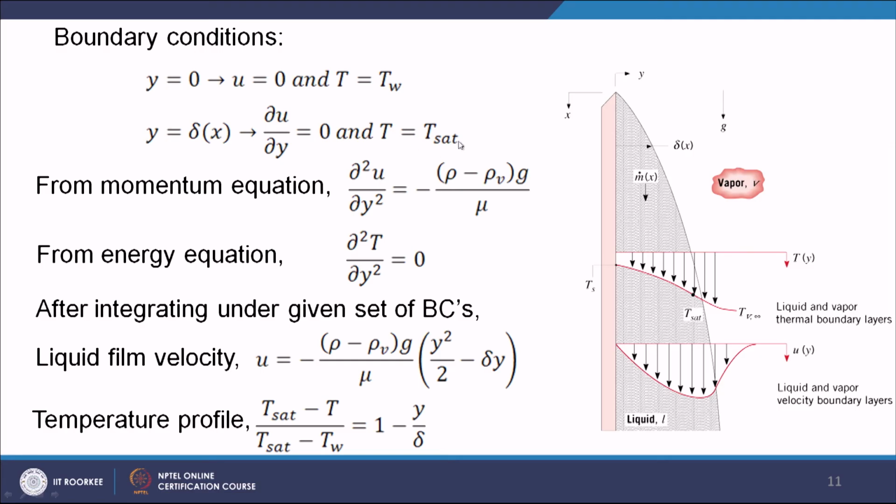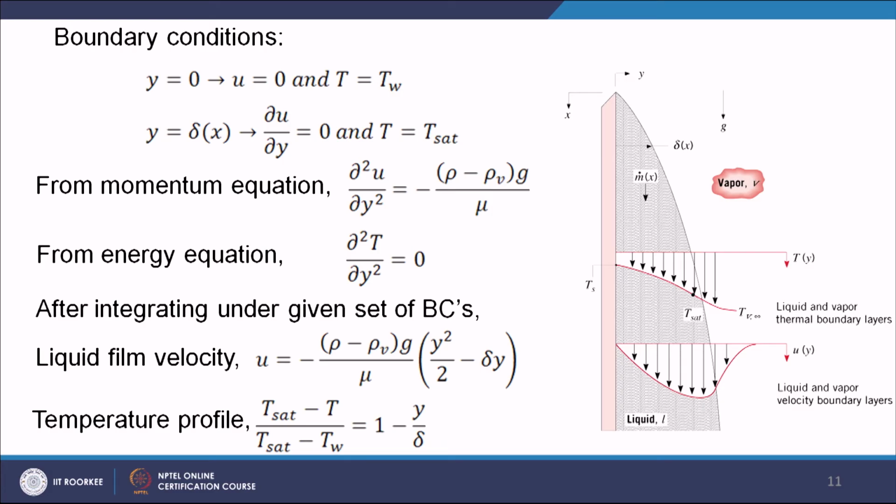If we now integrate the momentum equation and energy equation, which we discussed based on the Nusselt analysis, along with these boundary conditions, we find u from the integration of the momentum equation comes out to be minus rho minus rho v into g divided by mu, into y square by 2 minus delta into y. It is a very simplified integration, and we put the boundary conditions y equals 0, u equals 0, and y equals delta, del u del y equals 0. So we get the liquid film velocity in this fashion.